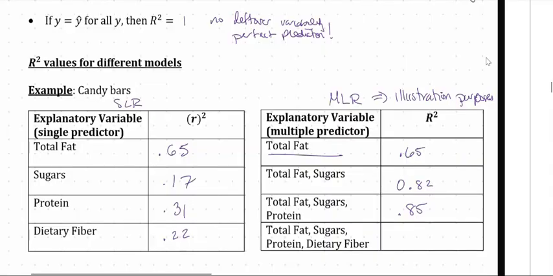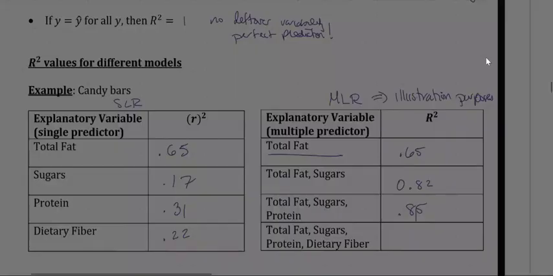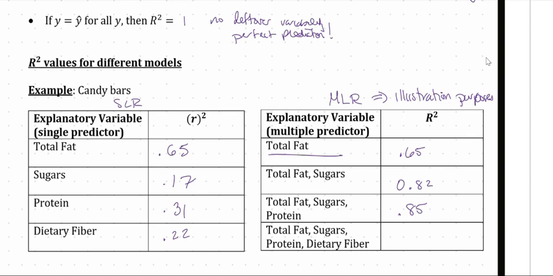Now let's think about one more variable. Let's think about fat, sugars, protein, and dietary fiber. If we add dietary fiber to this model that already has fat, sugars, and protein, what do you think is going to happen to this R-squared? Is it going to go up, down, or stay the same?